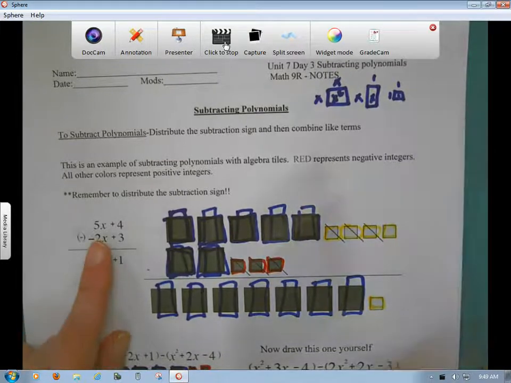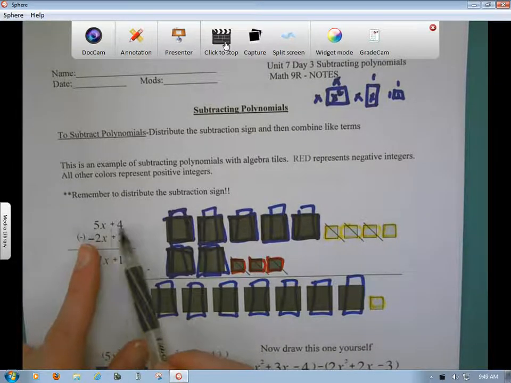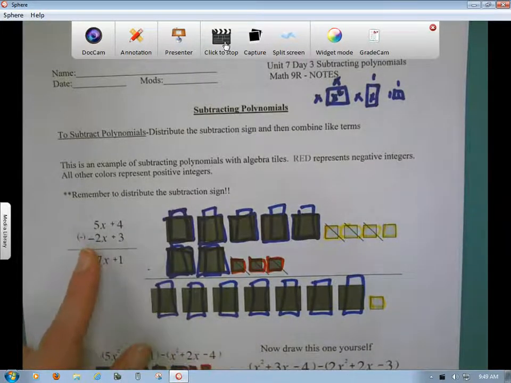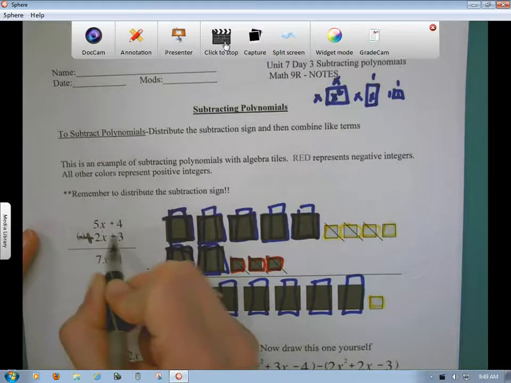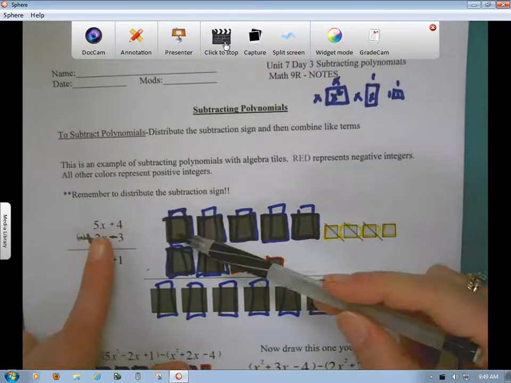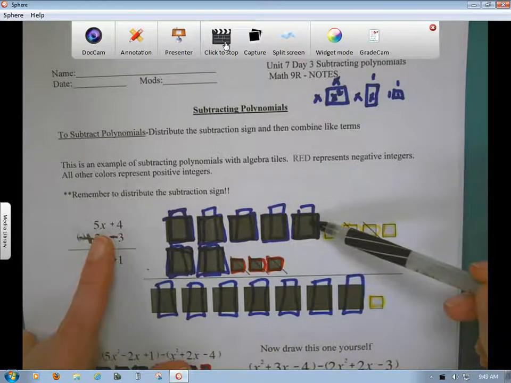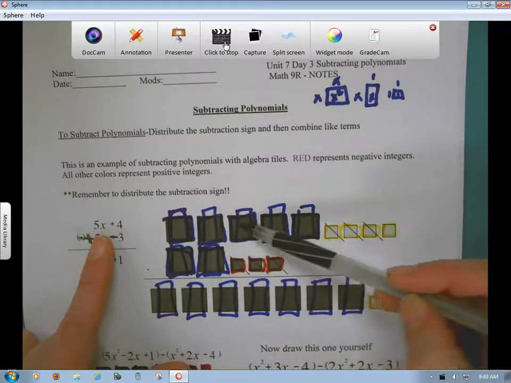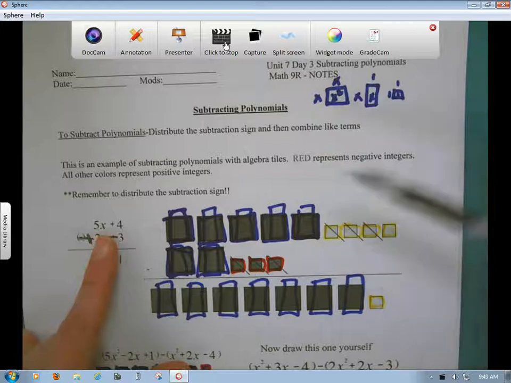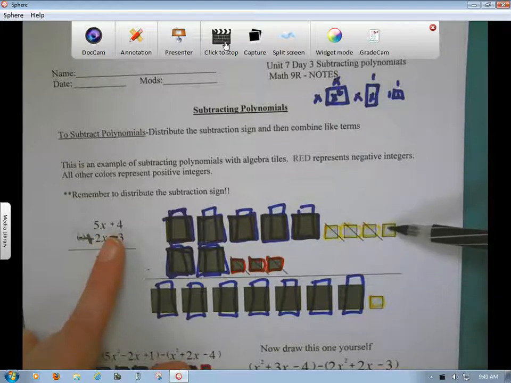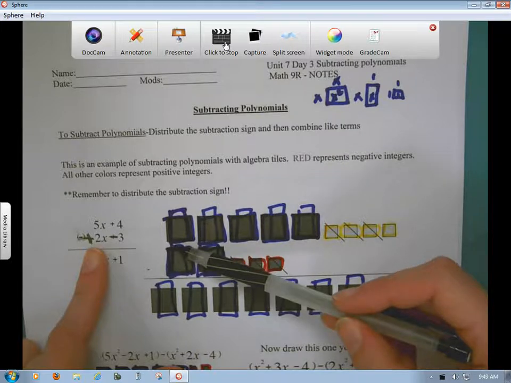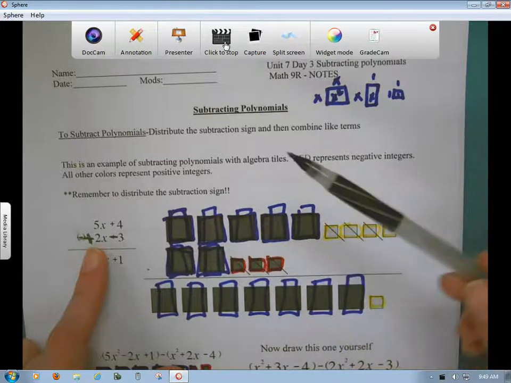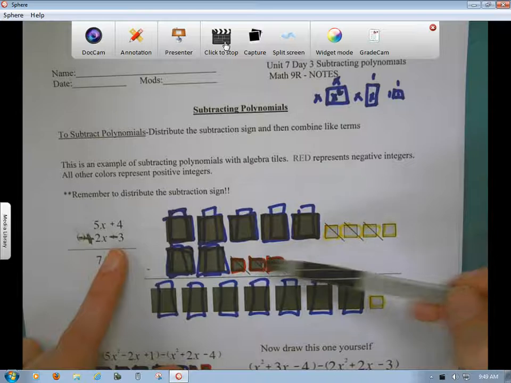So if I wanted to model this equation, 5x plus 4 minus negative 2x plus 3, I would distribute this negative, so it becomes plus and a minus. Now I set it up. 5 x's, which should really be the rectangles, not the squares, so I changed them to 5 rectangles, blue for positive, plus 4. Okay, yellow because they're positive. Then the 2 x's become positive when I distribute, so another 2 blue rectangles, and then negative 3. So 3 constant squares, and they're red because they're negative.